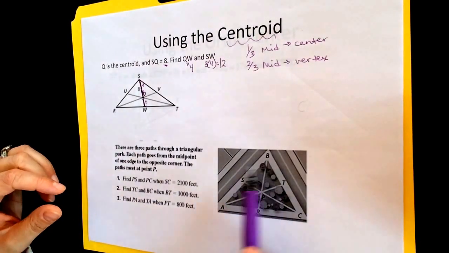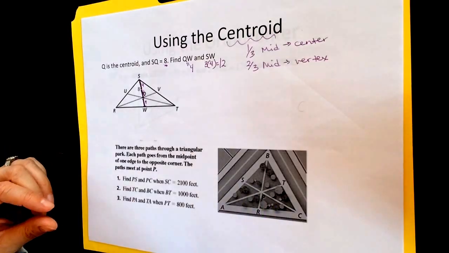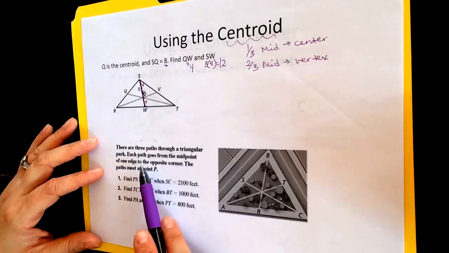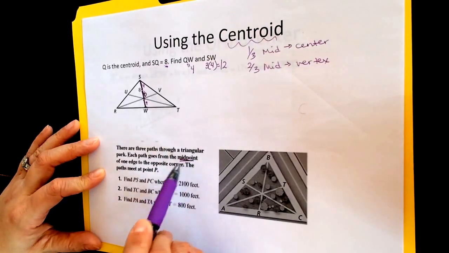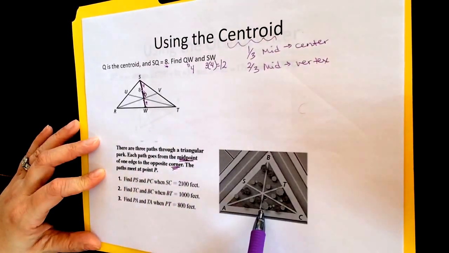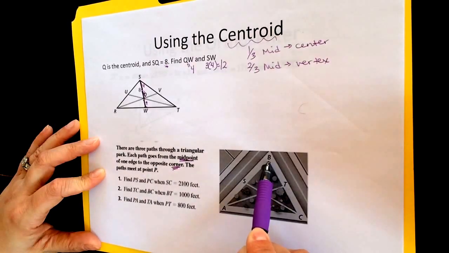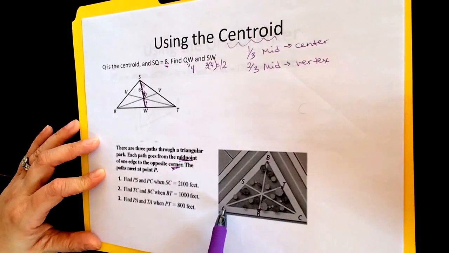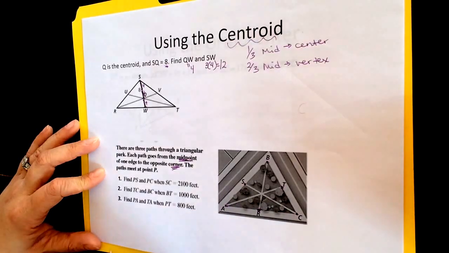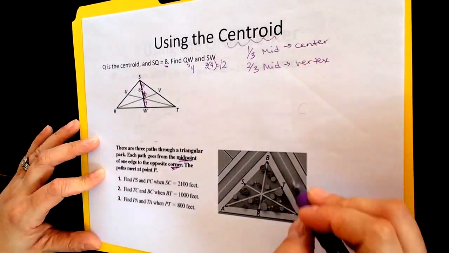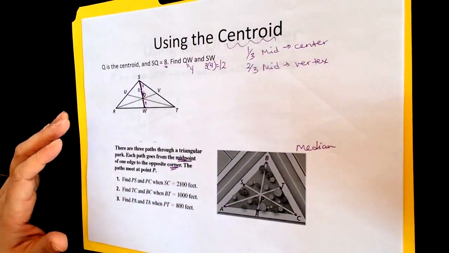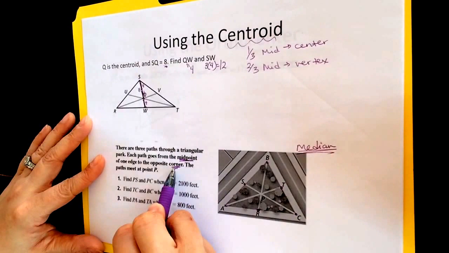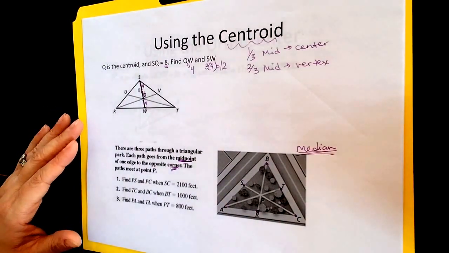All right, a lot going on in this figure down here. There are 3 paths in our triangular park. Each path goes from the midpoint to the opposite corner. So we're going from midpoint to vertex, midpoint to vertex, midpoint to vertex. That is literally the definition of a median. They have basically told us, hey, we have drawn the medians here by how they explained how they've drawn these.